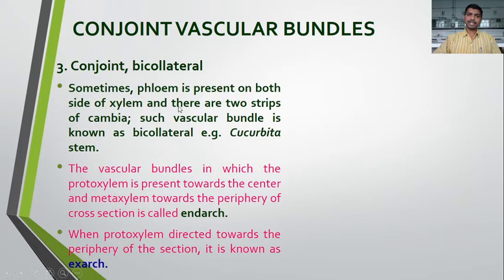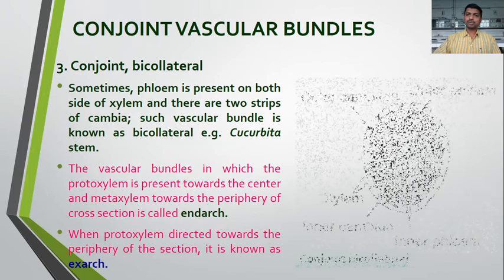Conjoined means both xylem and phloem are present in the vascular bundle. Okay, now we are going for the bicollateral. So what is the meaning of this? Sometimes phloem is present on both sides of the xylem and there are two strips of cambia. Such a vascular bundle is known as bicollateral. Bi means two. There is a presence of phloem on both sides of the xylem and there are two strips of the cambia. Such a vascular bundle is known as bicollateral, for example Cucurbita stem.